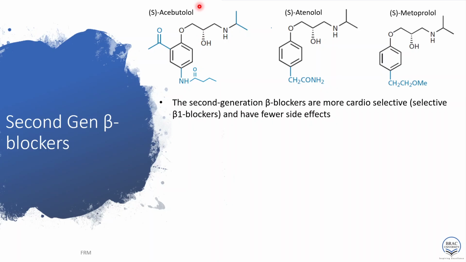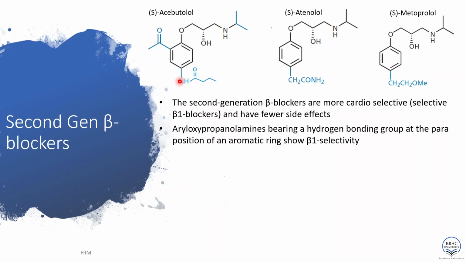One important difference between the first gen and the second gen is this structure. Here you can see this NH group. At what position is this? Para position. Yes, the para position is here. In the para position of the ring, this extra group is present in all the second generation drugs. So that is new from the first gen to the second gen.